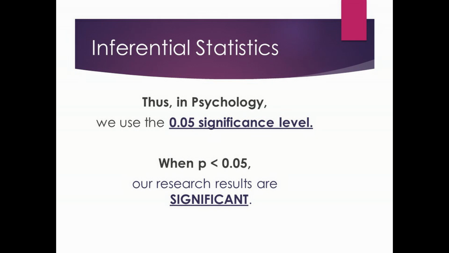So maybe we can think of psychologists as soft science. We do use a slightly less rigorous significance level, but I wouldn't personally describe it that way. For our purposes, what I want you to know is that p less than 0.05, that is our significance level.